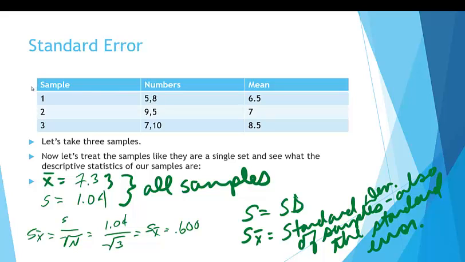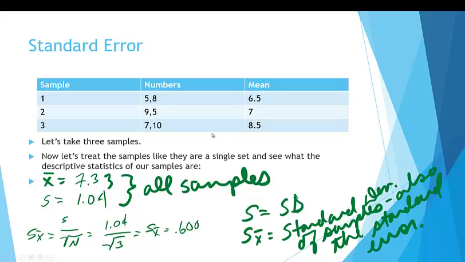Now look at my notes down here. Our sample mean is 7.33. We're treating all our samples as a whole set, not just individually, but as a whole set. And our sample standard deviation was 1.04. So how confident are we then that this is going to be representative of our population?